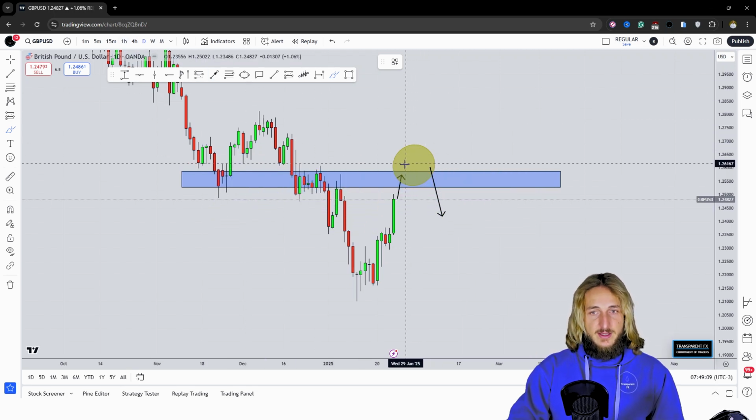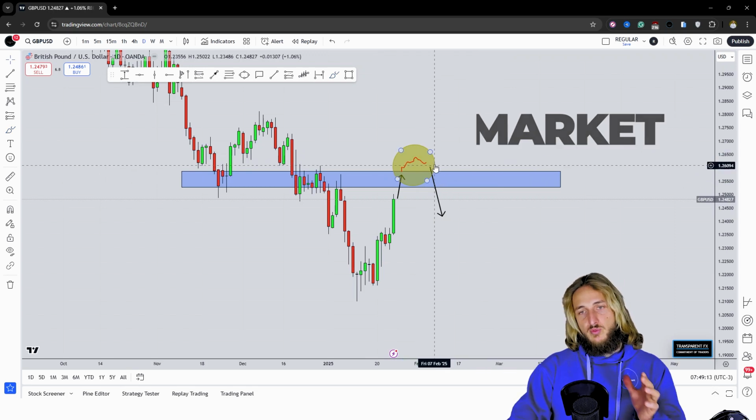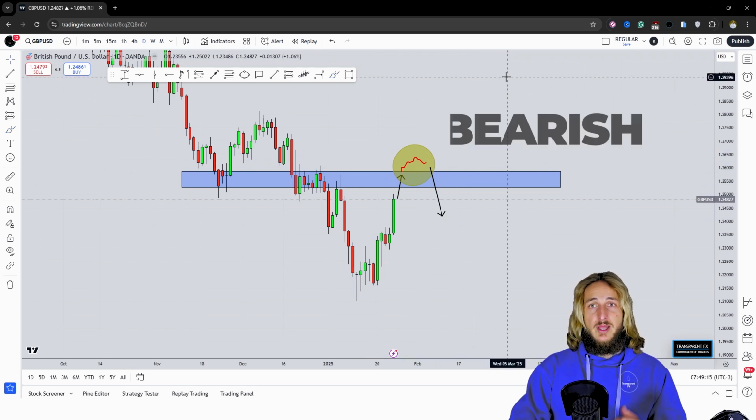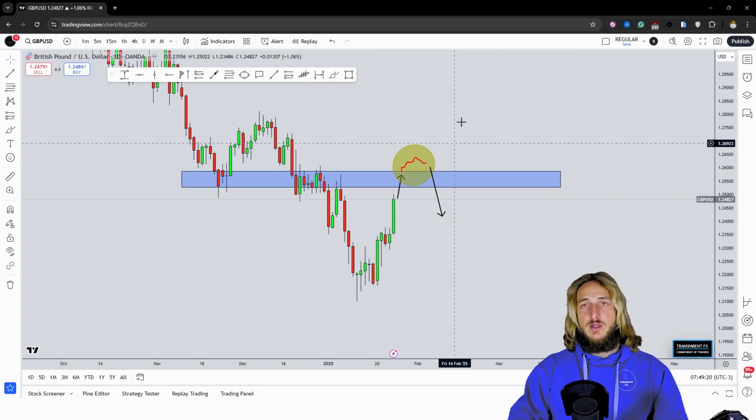Therefore, what I would expect is that if this market would shift from an intraday bullish to a bearish market, I wouldn't be surprised to see a potential rejection to the downside away from this supply and resistance zone. That definitely wouldn't surprise me.